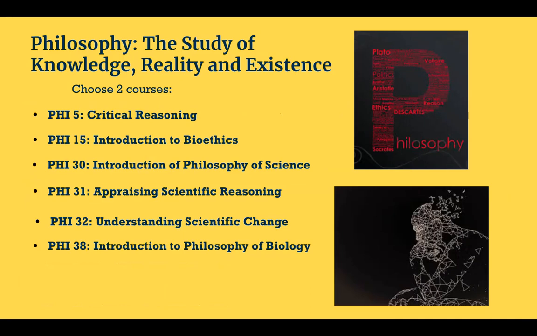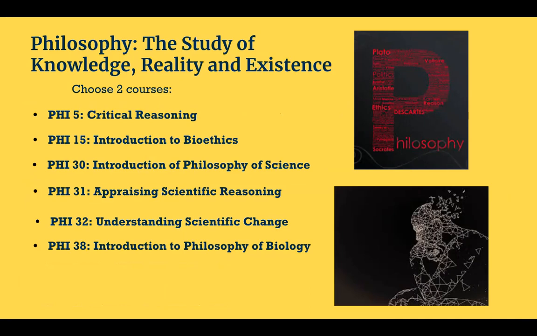Please remember that of the listed 6 classes, you are required to take 2 for the major. The first one is Philosophy 5, Critical Reasoning, which covers criteria of good reasoning in everyday life, fallacies in reasoning, and principles of scientific investigation.